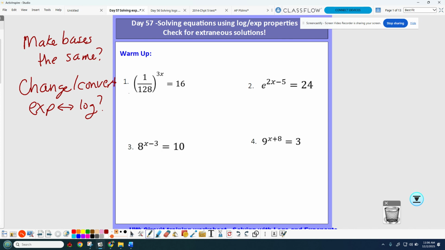Log base 1/128 of 16 equals 3x. Then how do you do that? And divide everybody by 3? How do I get... I don't know. Okay. All right, so that's valid and not done and not what I was hoping we would do.